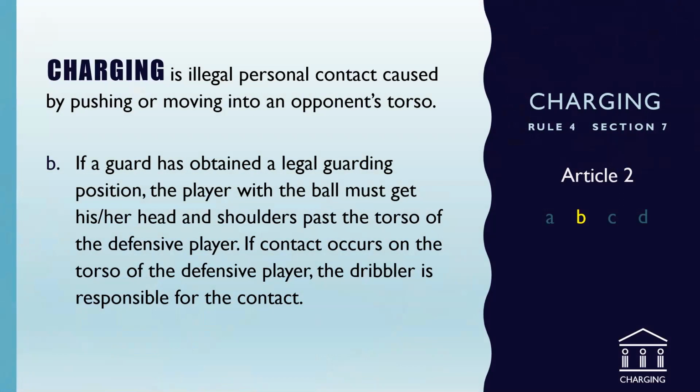Excellent. If the guard obtains a legal guarding position, the player with the ball has to get their head and shoulders past the torso, kind of like in a closely guarded situation, right? You beat this 5-second count by getting your head and shoulders past the torso. So until you get your head and shoulders past the torso of the defensive player, they are still considered to have a legal guarding position. And if contact does happen, the dribbler is responsible for the contact. Do we understand that concept? The dribbler is not given any extra protection because they're dribbling the ball. They still have to get past the defender.